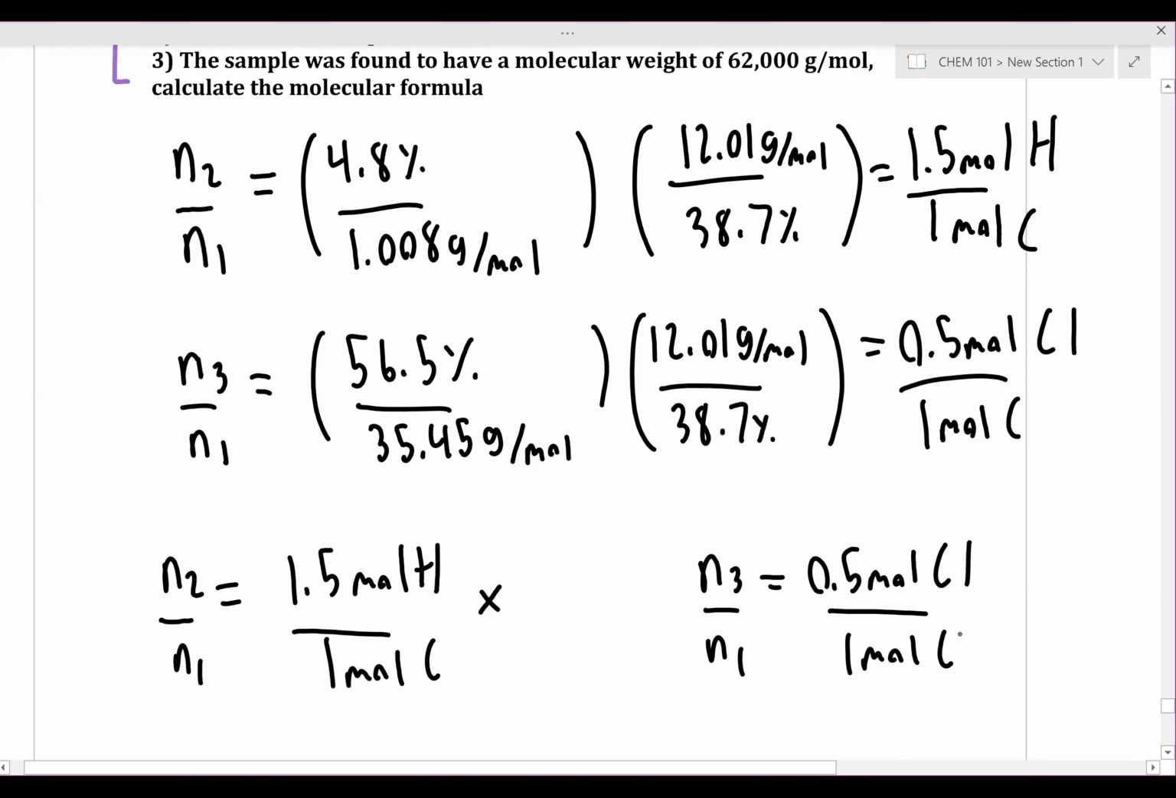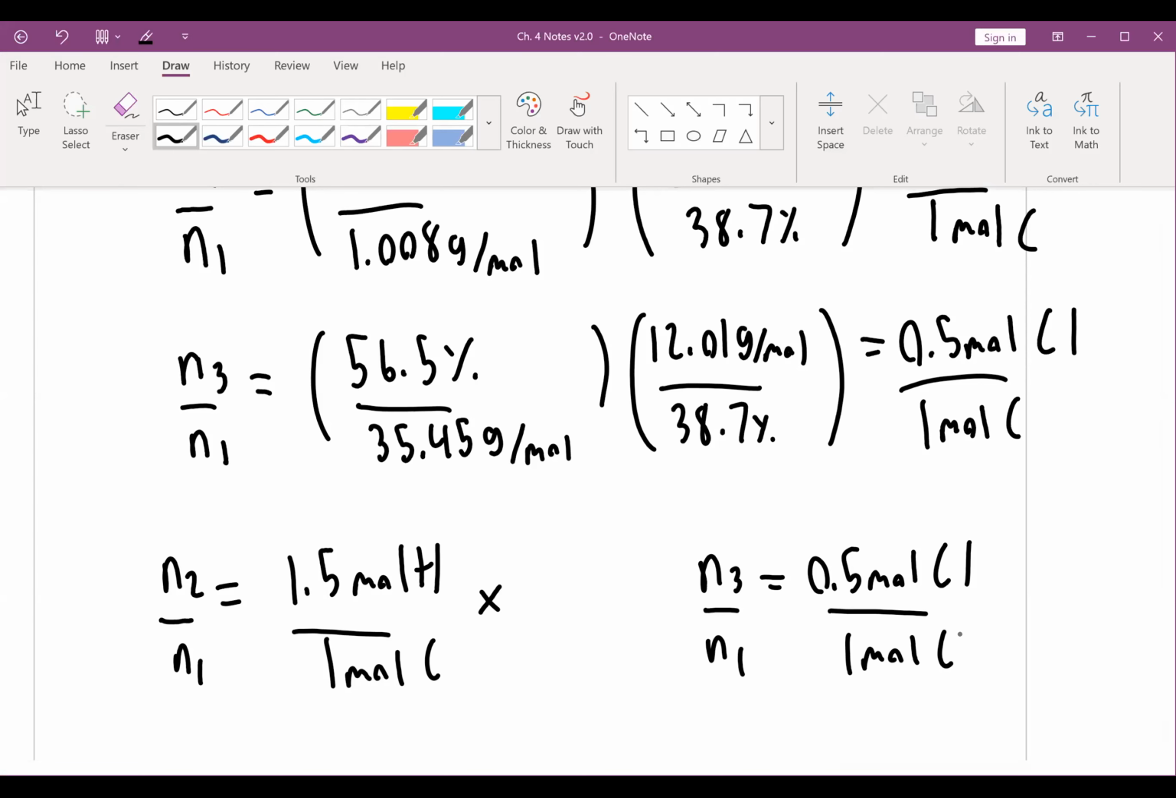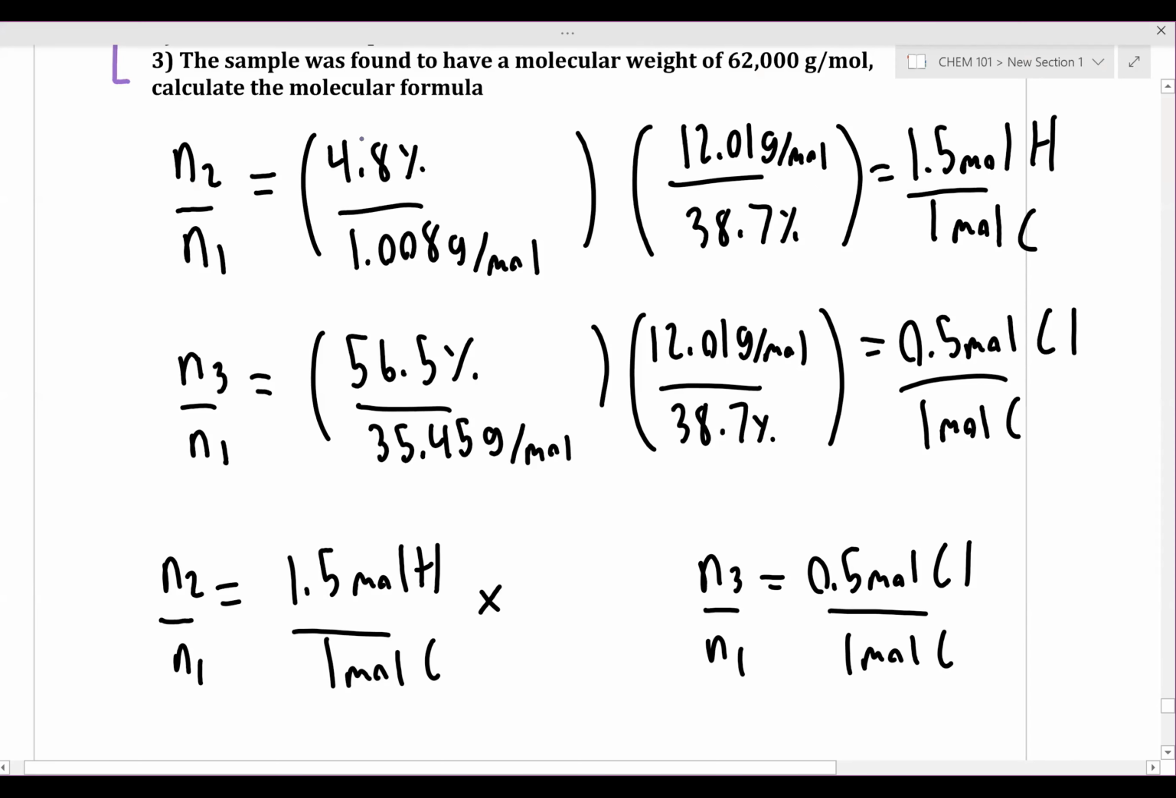And my question to all of you is, how do we convert 0.5 into a whole number? What do we need to multiply that decimal by? 2. And since we have moles of carbon on the bottom, we're going to multiply by 2 moles of what? 2 moles of carbon, exactly.